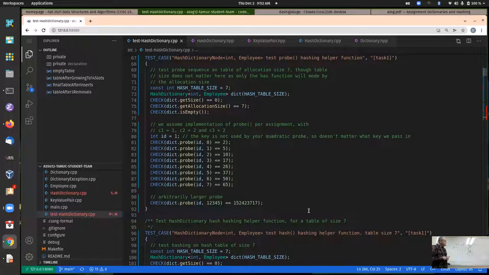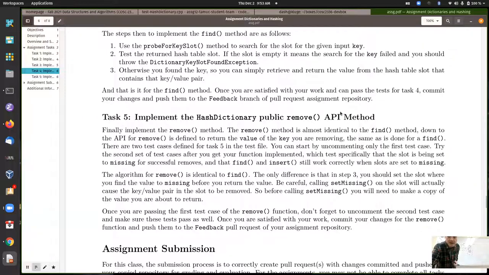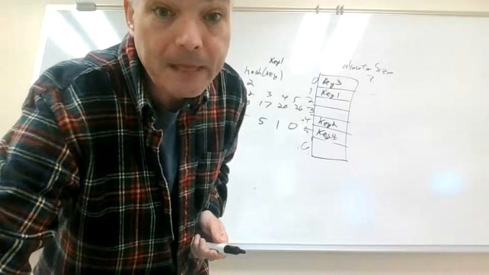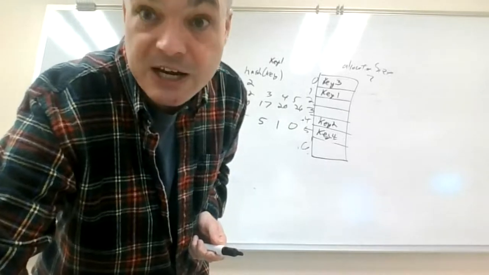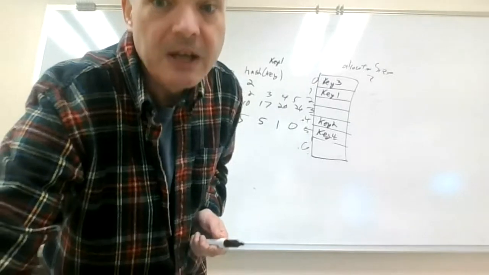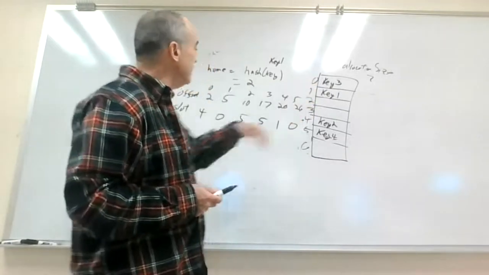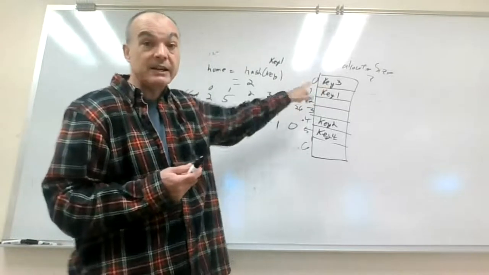But let's say somebody deletes key three, okay? So we use the remove method for task five. Oh, I'm sorry, I forgot to change back to the board here. So we use the remove method to remove key three here, okay?